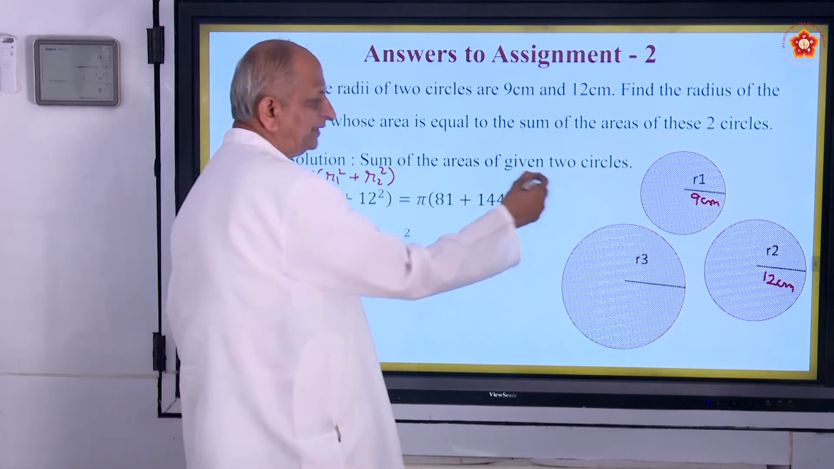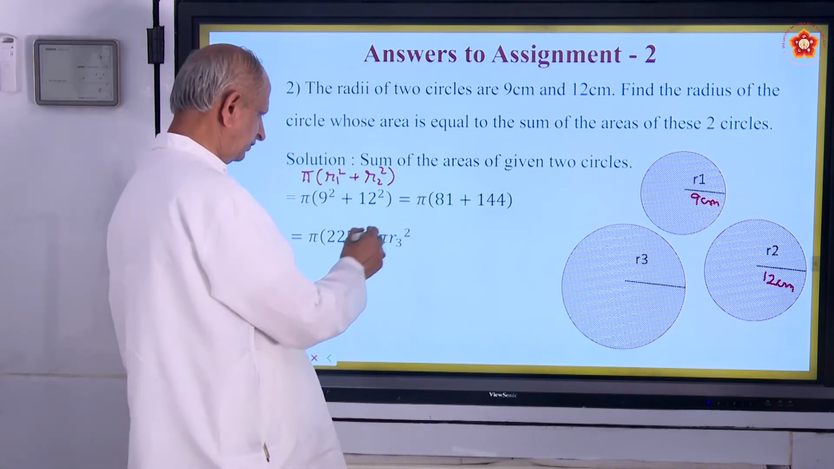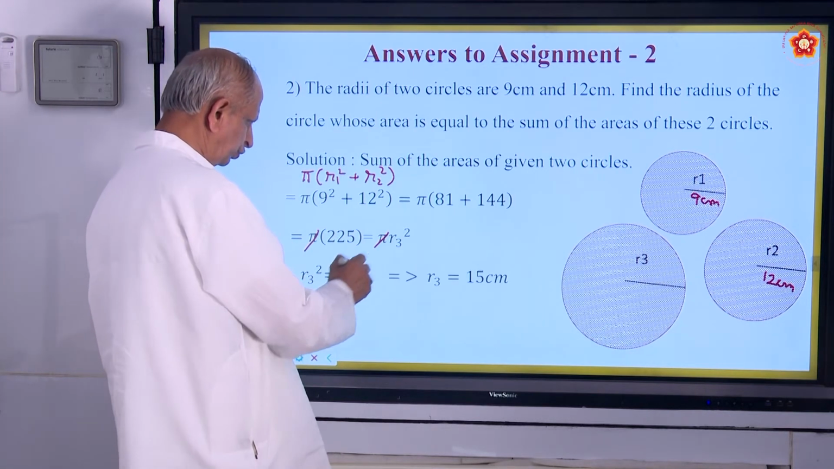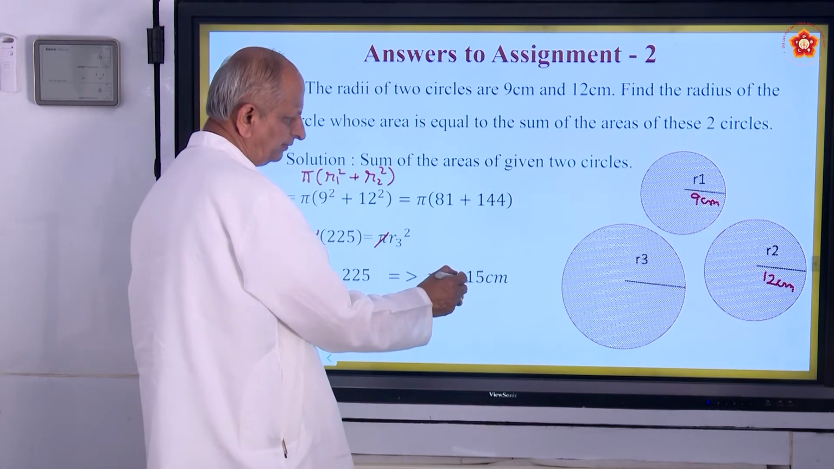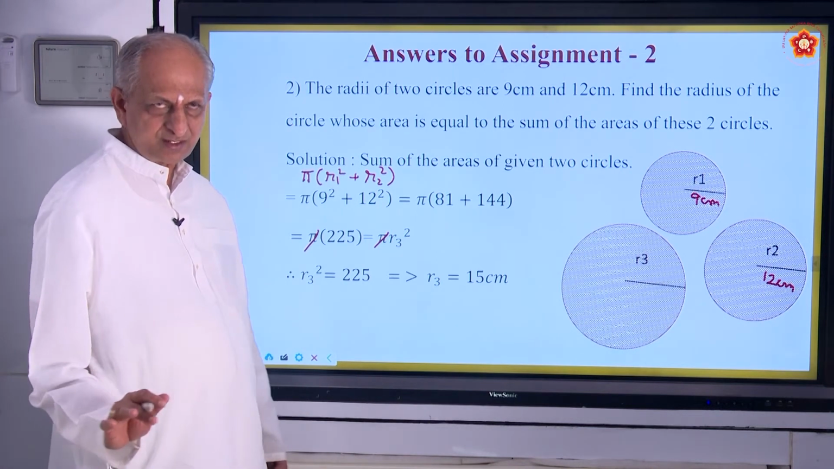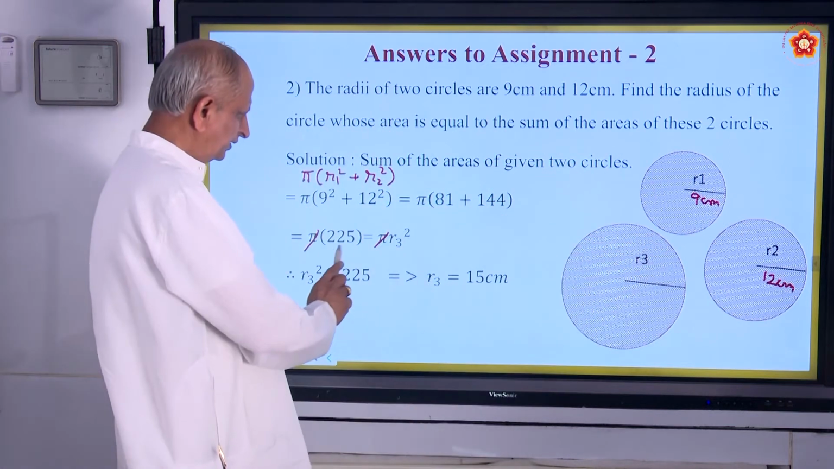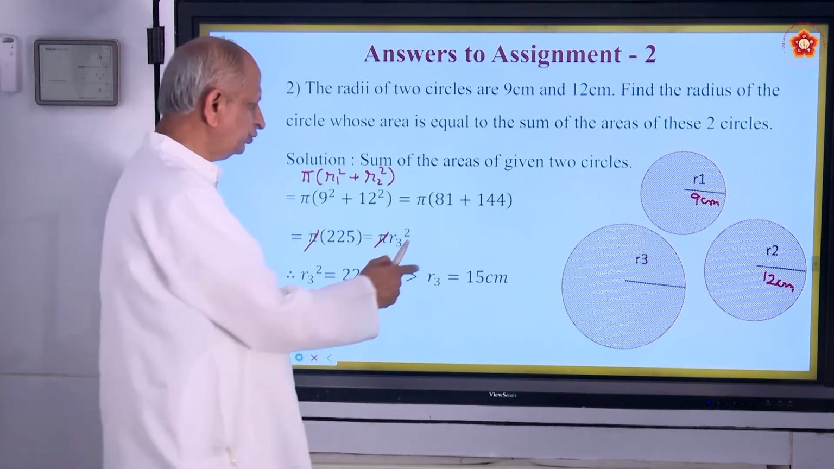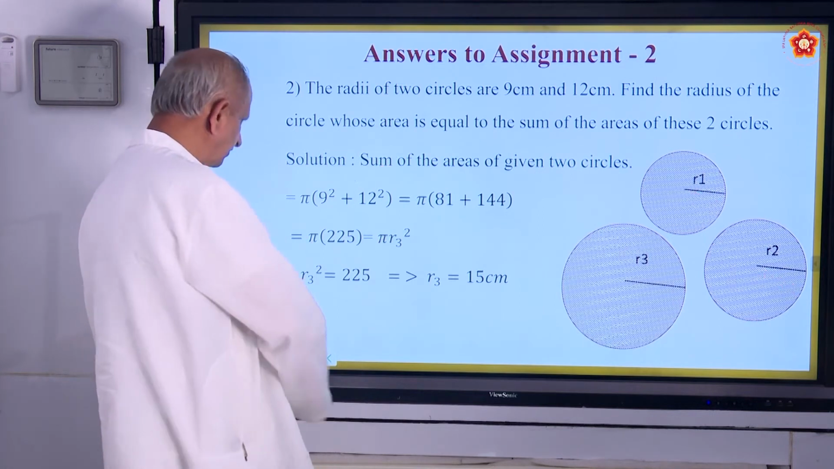Now, if the area of the bigger circle is 225, what is the radius? That is the question. Here pi cancels, you get R3 square is 225. So, R3 is root of 225, that is 15 centimeters. Is it okay? So, what you have done? You added the area of these two, then found out the radius of the third circle, that it comes to 15 centimeters. So, that is the answer for the second question.